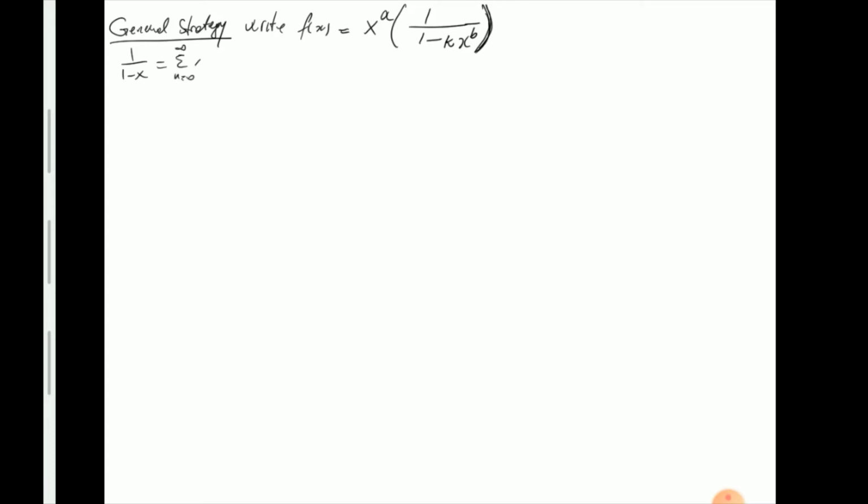All right, so bottom line, as a general strategy, if it's possible, of course, write your function as x to a certain power a, times 1 over 1 minus maybe a constant, I don't know, k, x to another power b, where a and b are some positive integers. If you can write your function in this configuration, then you could probably end up with a power series representation, again using the fact that 1 over 1 minus x is the summation from 0 to infinity of x to the n, if x is between minus 1 and 1.